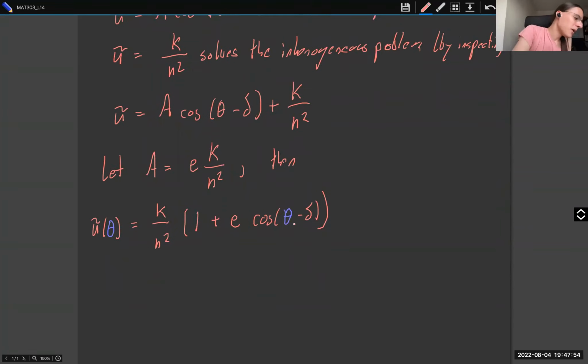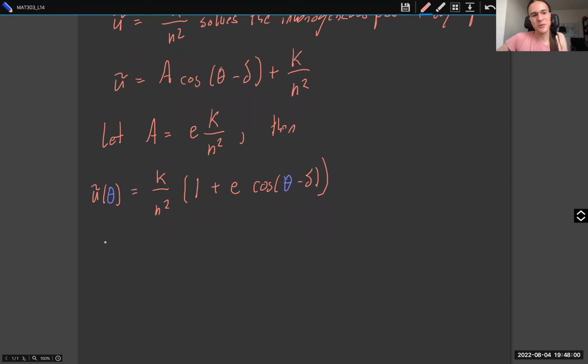Now, the book says that we basically get to choose our coordinate system. Choose coordinates such that delta is equal to 0. We're going to rotate all of the coordinates so that, in fact, u as a function of theta, we're going to measure theta differently, and then delta is going to be 0.